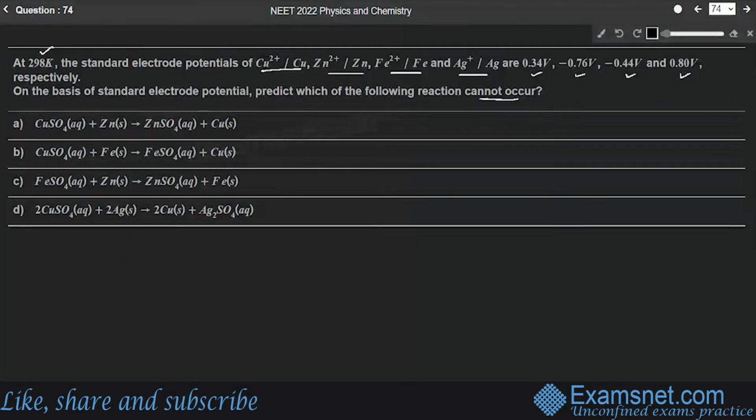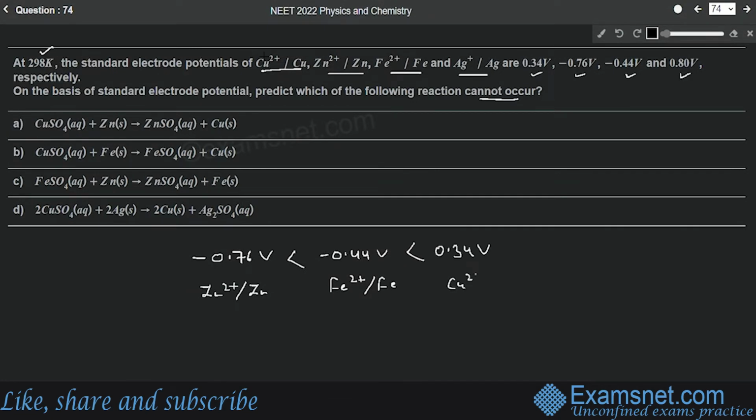Okay, so let's arrange the given standard electrode potentials in increasing order. Okay, so the minimum is minus 0.76 volt. This is for zinc, right? So zinc ion to zinc. Then next is minus 0.44 volt. This is for ferrous ion, ferrous ion to ferrous. More than that is 0.34 volt, and this is for copper ion to copper, and the maximum electrode potential is 0.80 volt, which is for silver ion to silver, right?